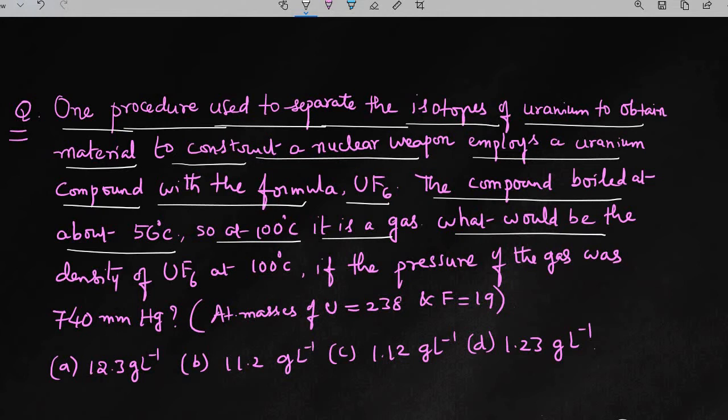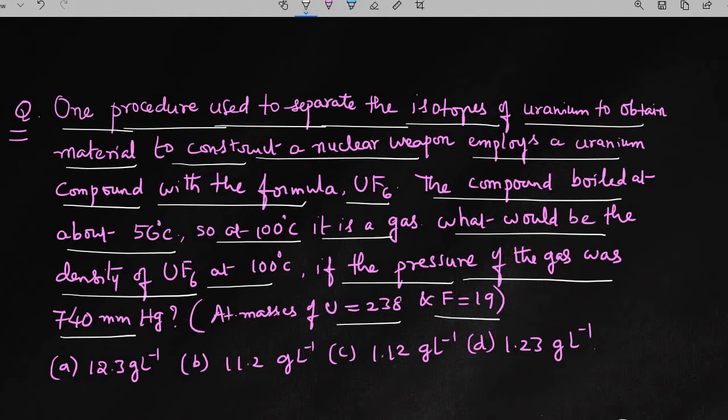What would be the density of the uranium compound UF6 at 100 degrees Celsius if the pressure of the gas was 760 millimeter Hg? Given the atomic mass of uranium is 238 and fluorine is 19. We have 4 different options.